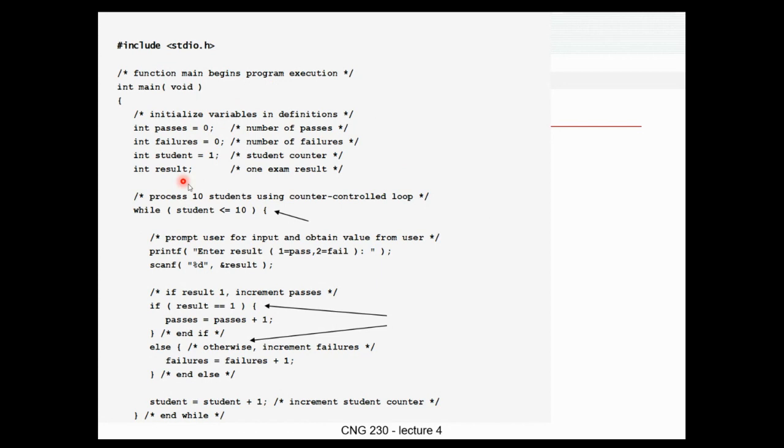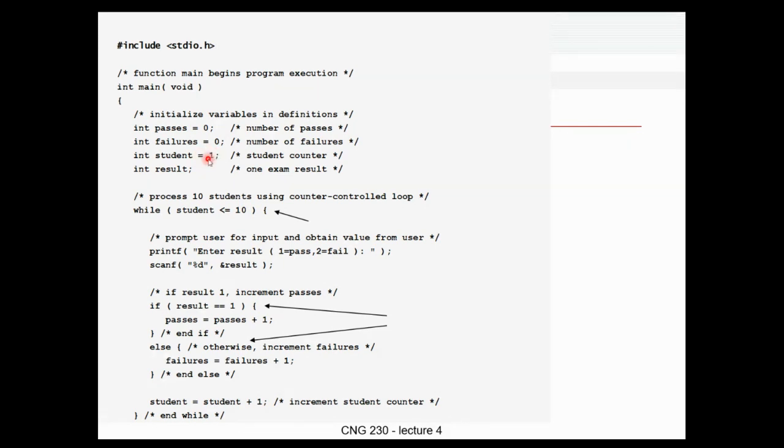So for result, again, we define it as integer. Now let's see what we are going to do. So we define a while loop, student less than or equal to 10, and the initial value of student was equal to 1.